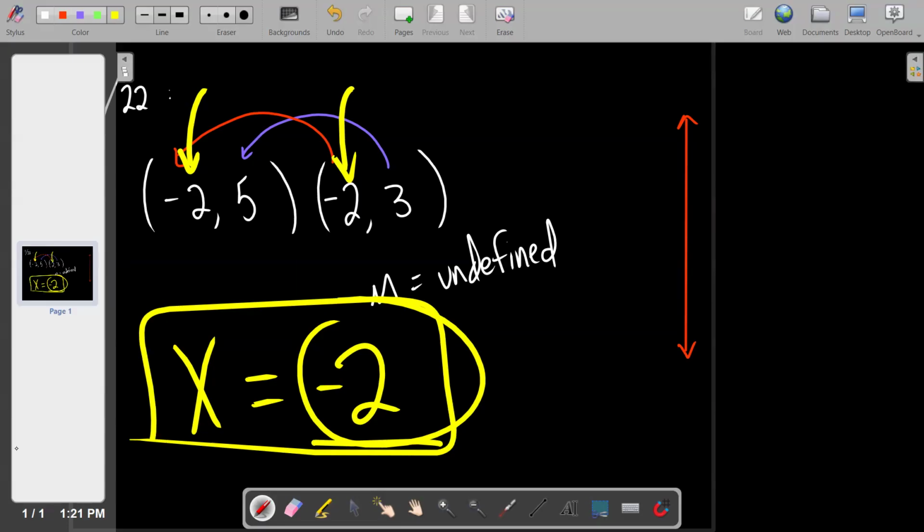But that's it. Once you make the connection that, wait a second, I just found the slope. The slope is undefined. Undefined lines look like this. Undefined equations are X equals blank. I just go to the points and I pick out their X and I say, I'm done.